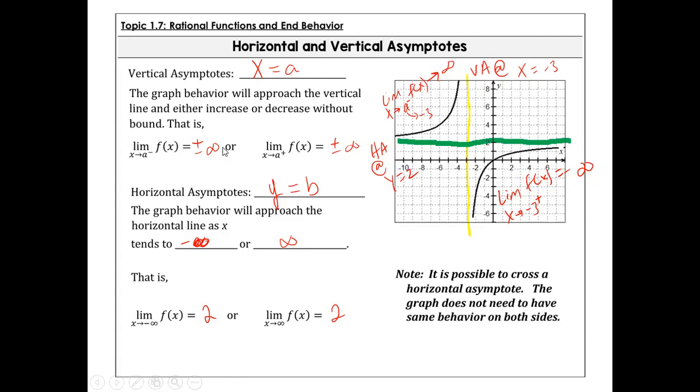Our vertical asymptote is describing our behavior as we're heading towards that asymptote. Okay, our limits of our vertical asymptotes are describing that behavior as we're heading towards it. Okay, now this is going to be key.